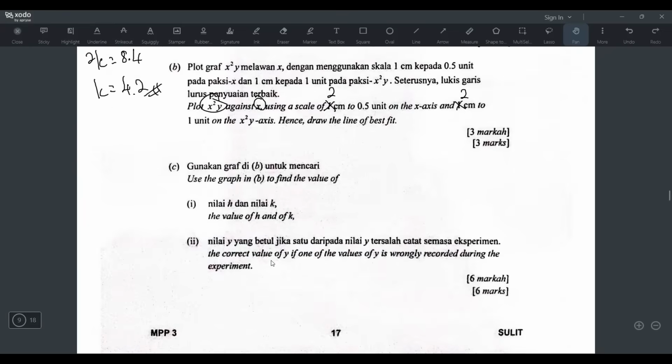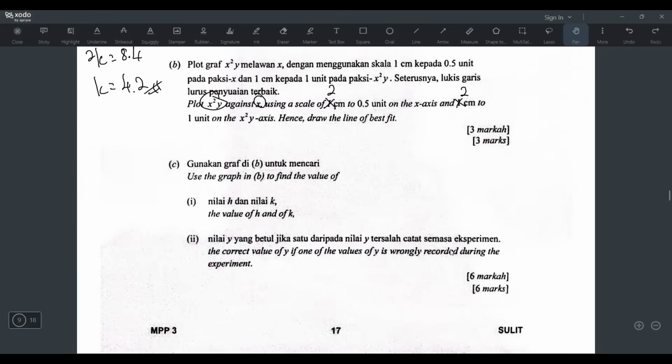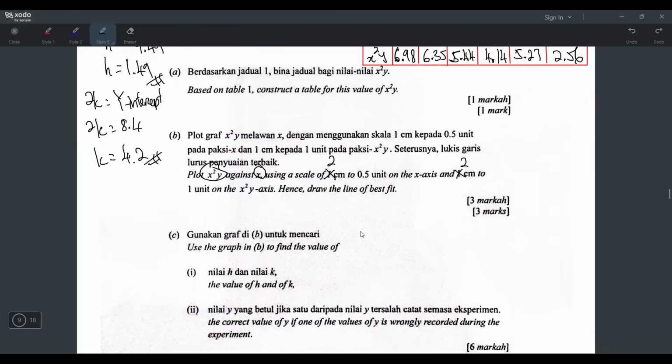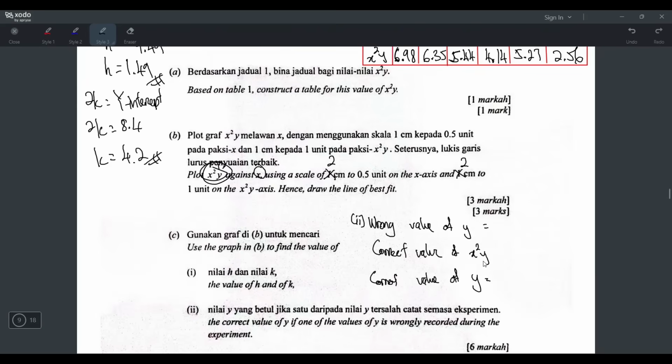Find the correct value of y if one of the value of y is wrongly recorded. All right, first step is let's determine the wrong value of y first, and after we determine wrong value of y, we can determine the correct value of y. But wait, actually in your graph, y-axis is x square y, right? So actually, I will determine the correct value of x square y first. Then only I determine the correct value of y. Let me show you what I mean.